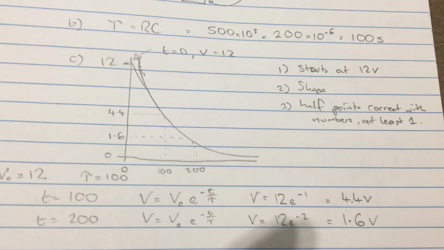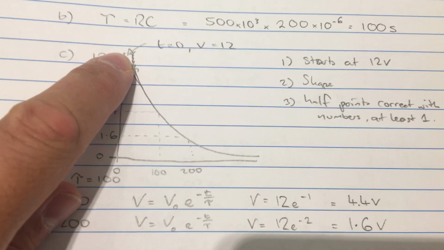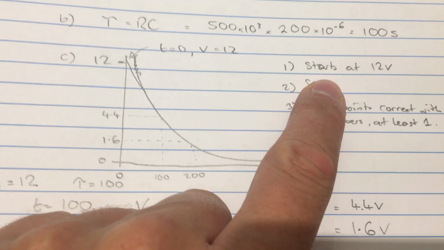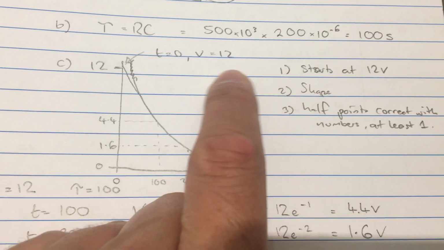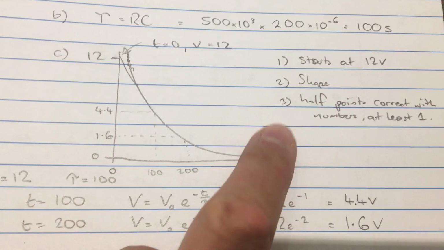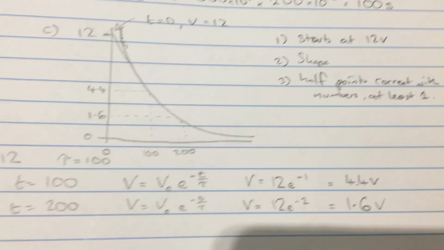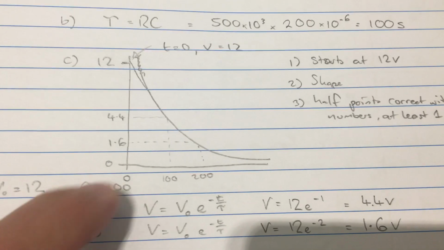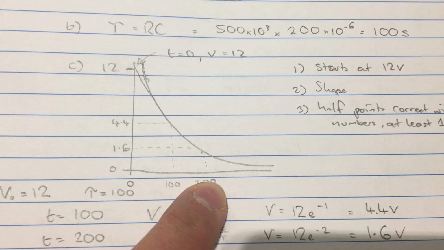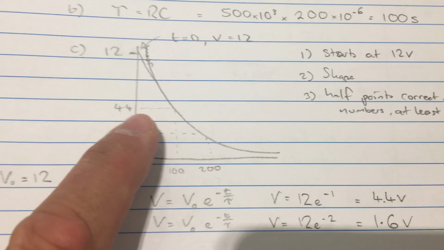This one, that's the shape of the graph. Don't do what I did initially and not get them connecting. I think that's important. So I've said that the first mark is for starting T0 at V equals 12. I've said the second mark for the general shape of the graph, an exponential decay curve. And then the third mark for making some form of calculations. You know where the half-lives are because you calculated it in part B.